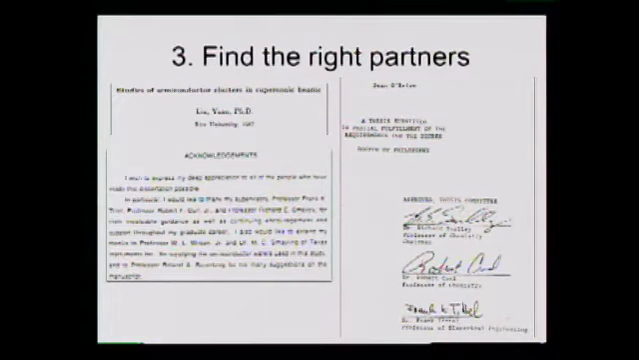All right, lesson 3, find the right partners. Rick Smalley came to Rice in 1976. 3 years later, in 1979, the Rice Quantum Institute was founded, and he became one of its founding members. Eventually, he became its director for 8 years in the late 80s and early 90s.